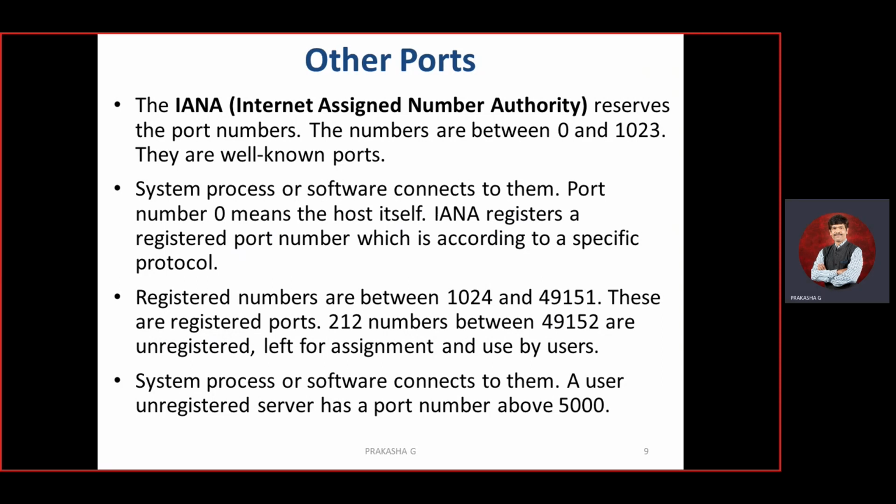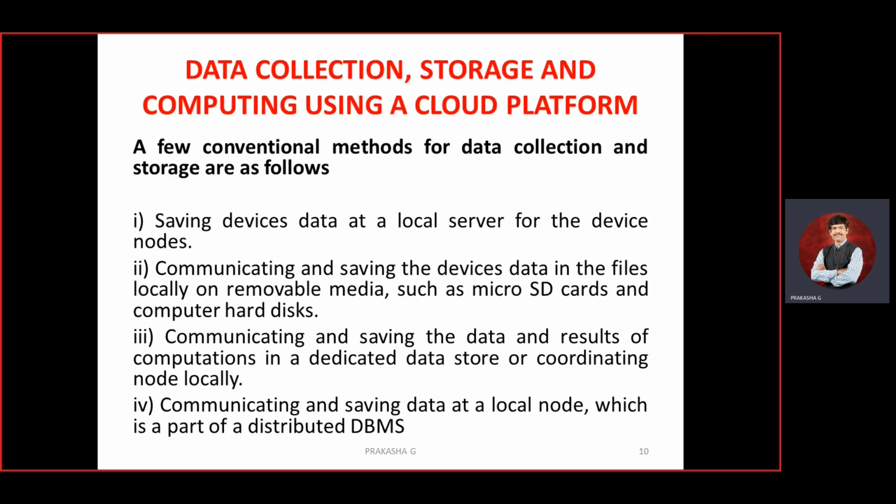Registered port numbers are between 1024 and 49151. These are registered port numbers. Numbers between 49152 and 65535 are unregistered, left for assignment and used by the users. That is with respect to the first part of your second one.